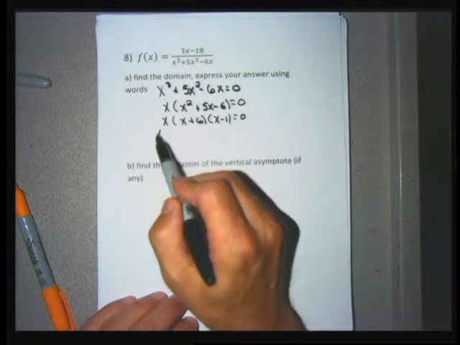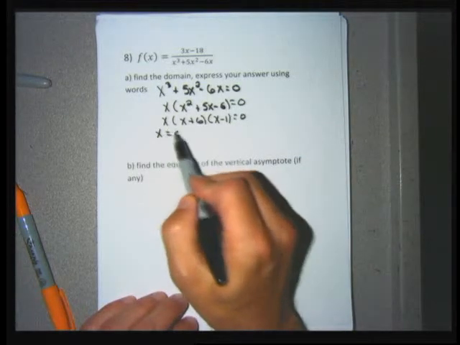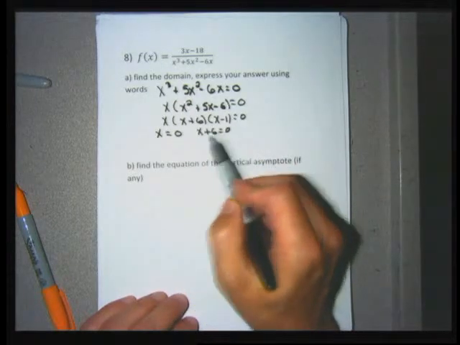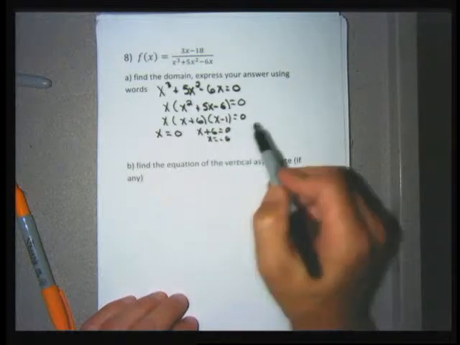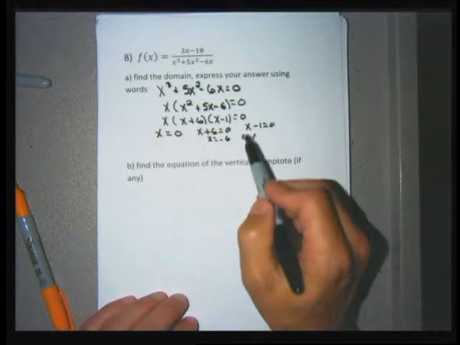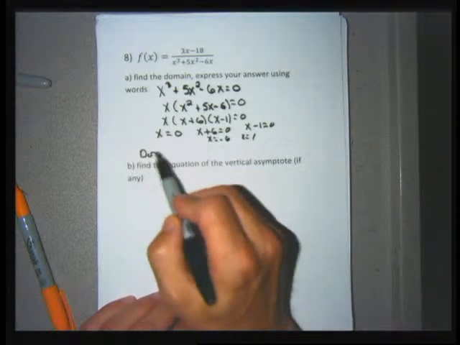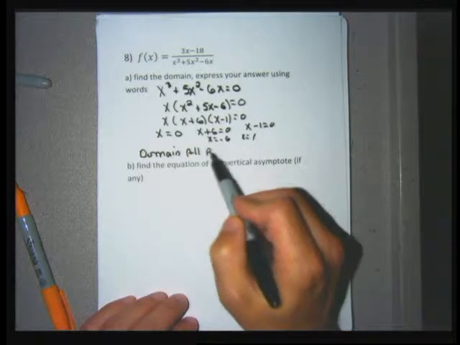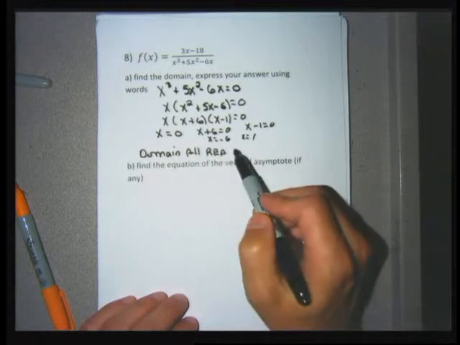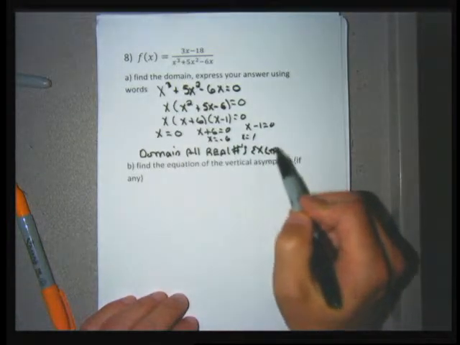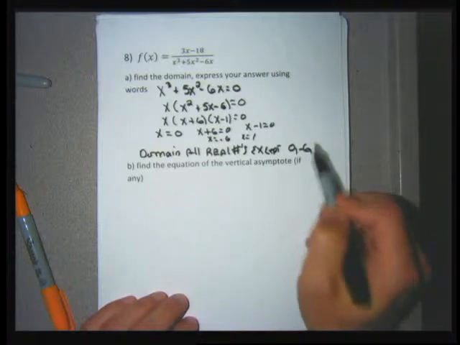It's going to give me 3 vertical asymptotes, one at 0, one at negative 6 when you set the x plus 6 equal to 0, and one at positive 1. And I'm going to write the domain as all real numbers except 0, negative 6, and 1.